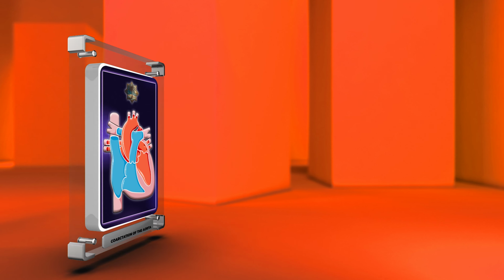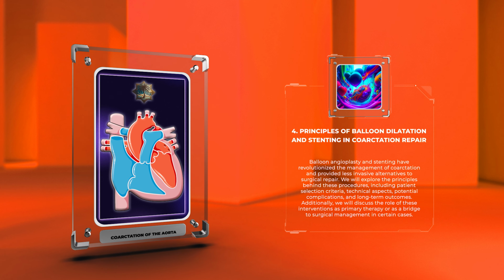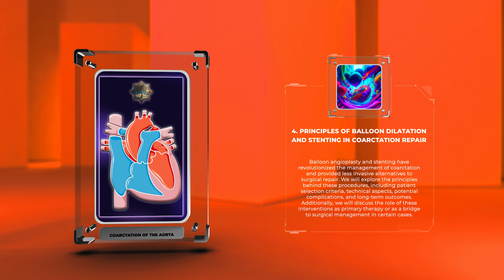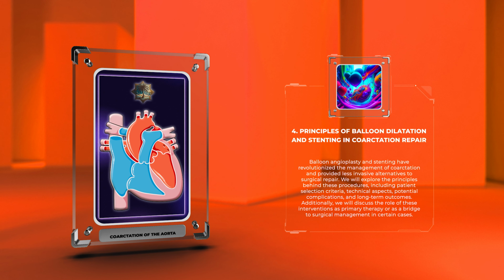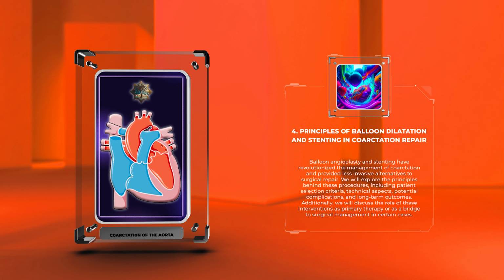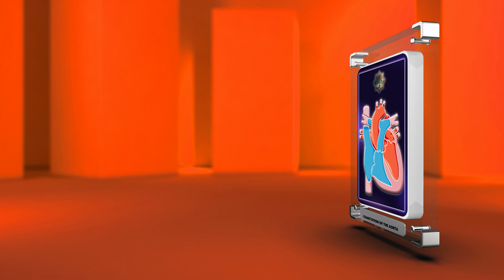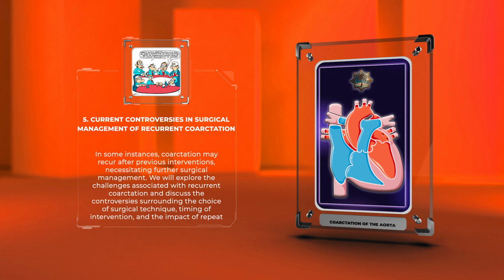Balloon angioplasty and stenting have revolutionized the management of coarctation and provided less invasive alternatives to surgical repair. We will explore the principles behind these procedures, including patient selection criteria, technical aspects, potential complications, and long-term outcomes. Additionally, we will discuss the role of these interventions as primary therapy or as a bridge to surgical management in certain cases.